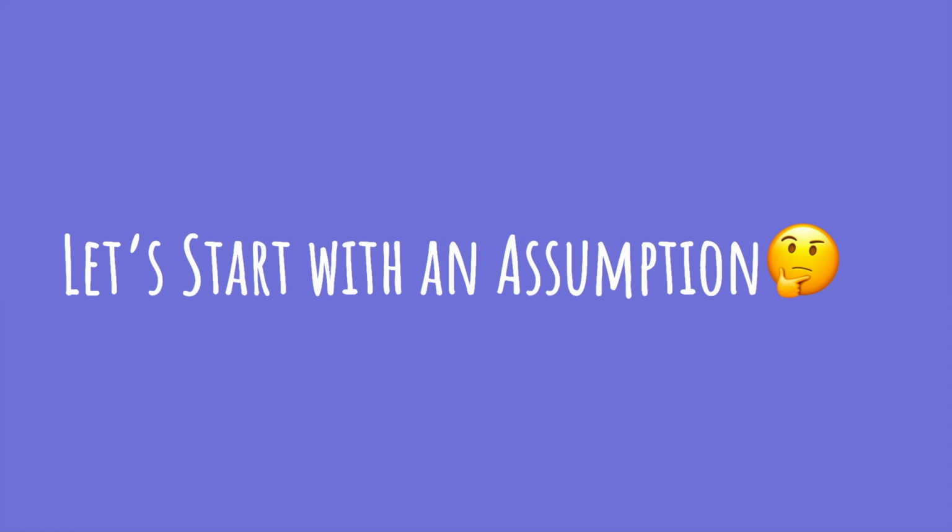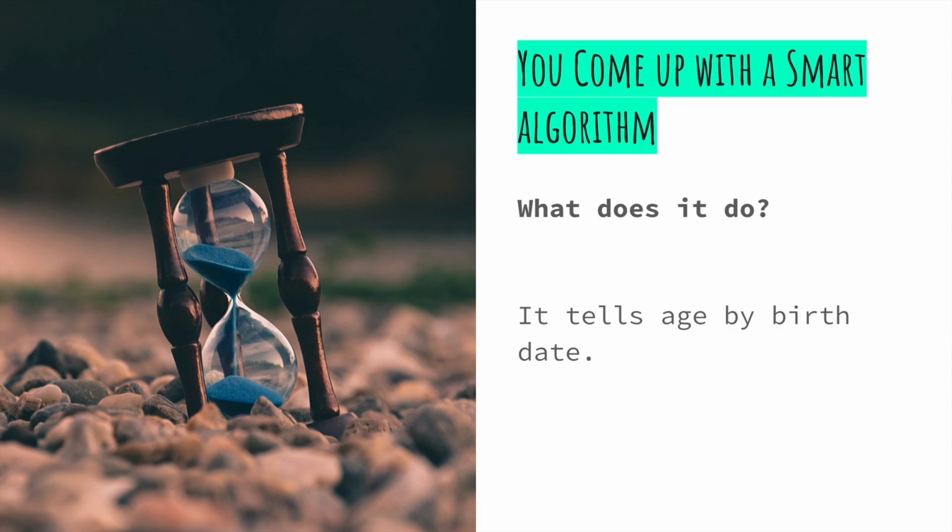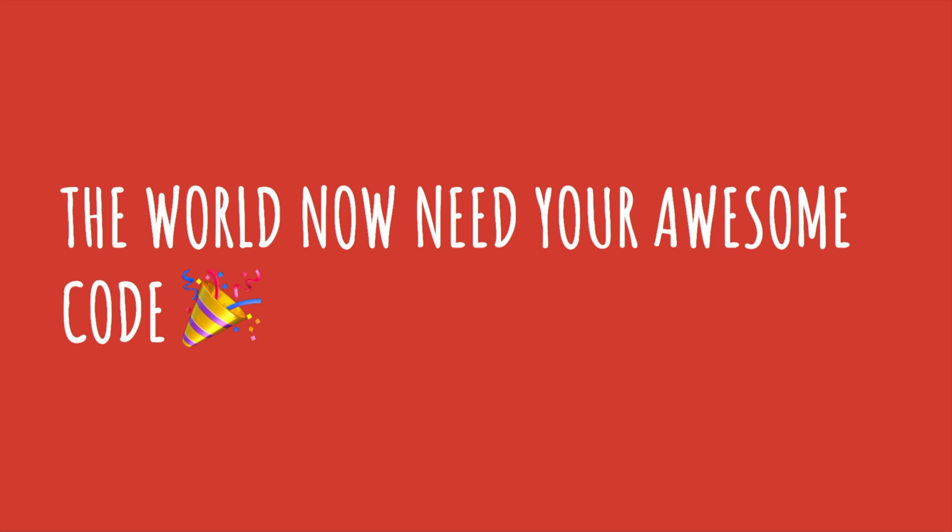I want to start this with an assumption. Let's assume that you come up with a smart algorithm, and what does the algorithm do? Basically, it figures out someone's age by their date of birth. So you give a date of birth, and it returns the age of that person. It's a great algorithm, and everyone wants to use it because no one wants to rewrite the code since you have figured it out. So you want to share it as well.